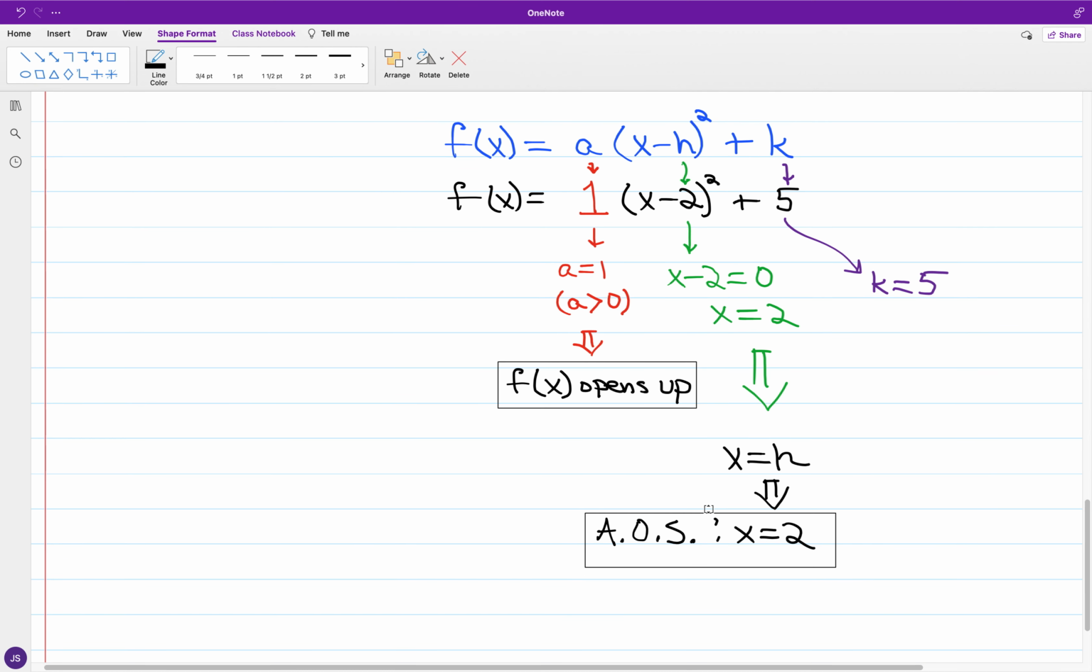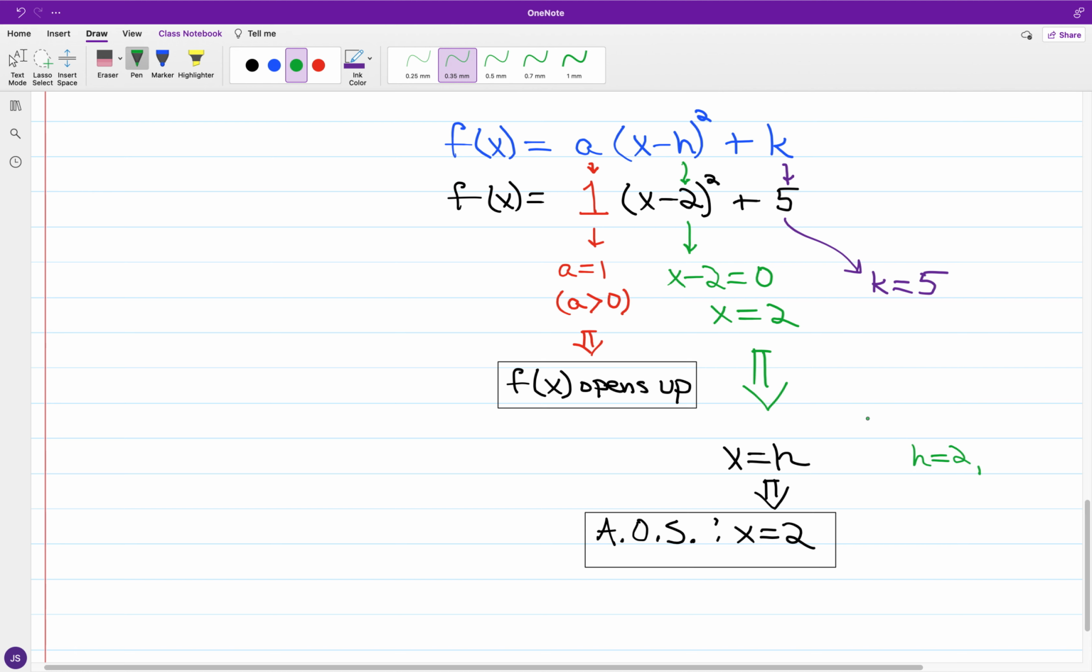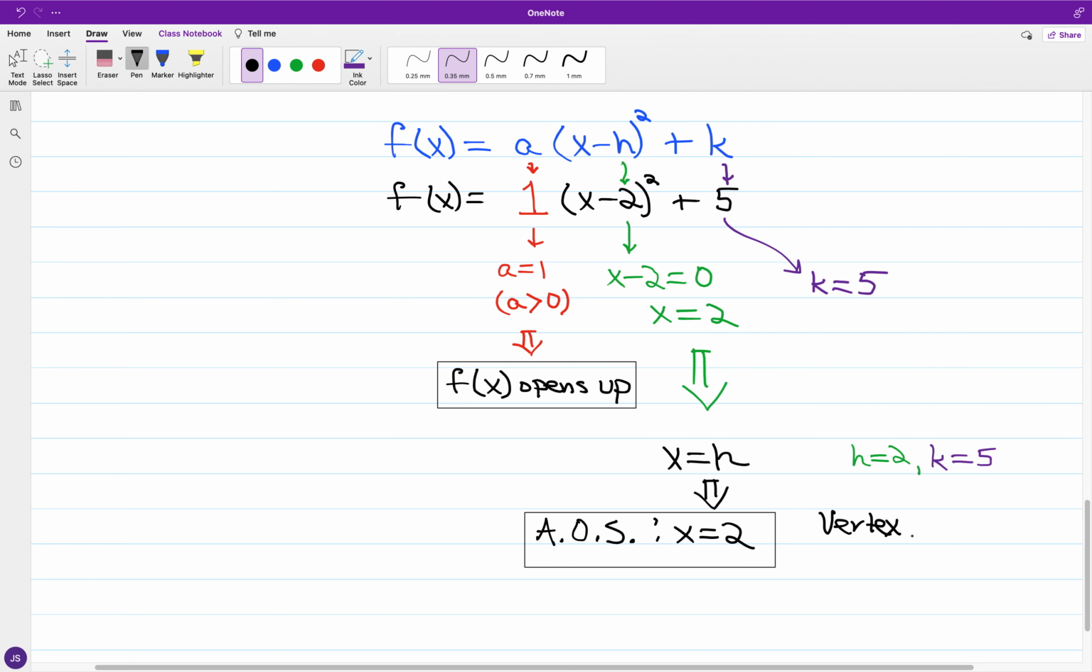And again, for the vertex, we had our x value, which is our h value as well. So you got h is equal to 2. We have also that k is equal to 5. So for the vertex h, k, we have the specific coordinates, which will be 2, 5.